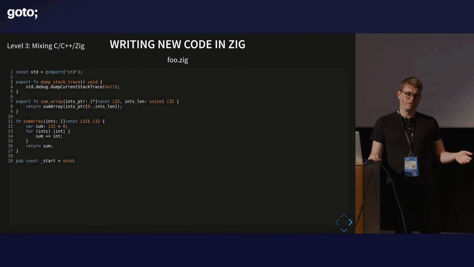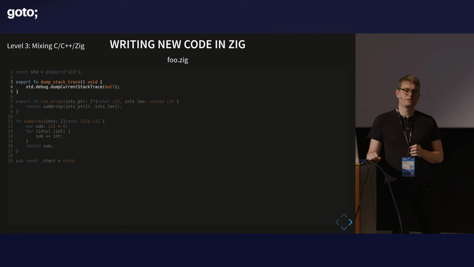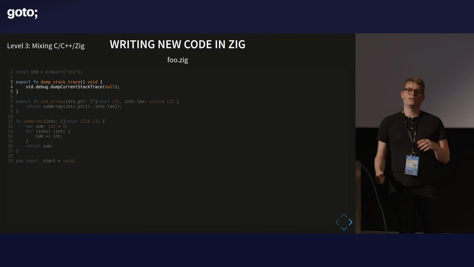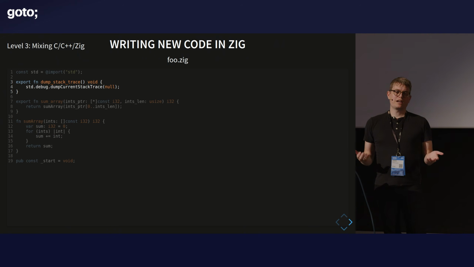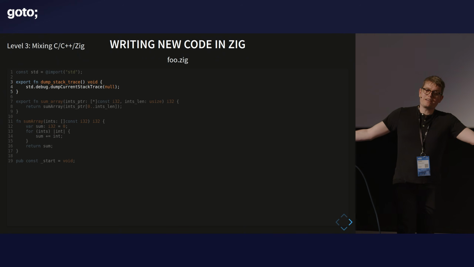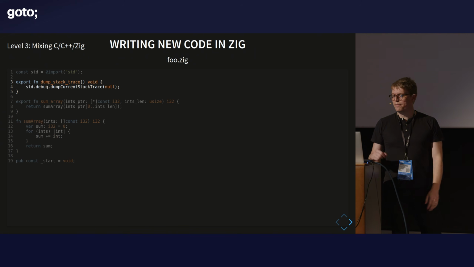So here's our Zig file, and there are 2 things here to point out. One, we're exporting this function called dump stack trace, and all it's doing is forwarding directly to the standard library, because the Zig standard library has a function called dump current stack trace, which is super handy sometimes. So maybe you want to expose that to C. There you go. It's 1 line to do that.